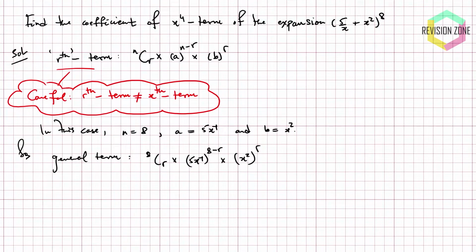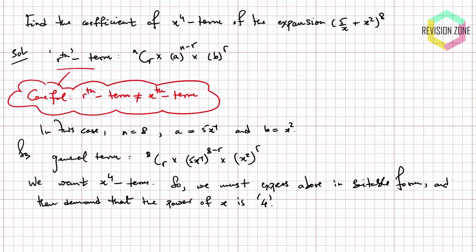We stick all of that into our formula. So the n gets replaced by the 8, the a gets replaced by the 5x^(-1), and the b gets replaced by the x². The only unknown we now have in this formula is the r, and we need to choose our r such that this formula spits out the x^4 term. To be able to do that, we first have to simplify this into a form such that we have x to some power, and from that we can figure out what choice of r needs to be made.